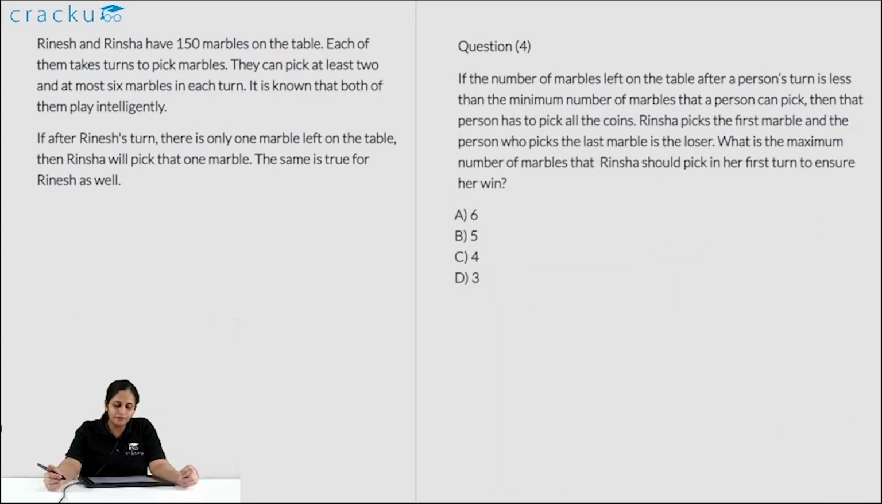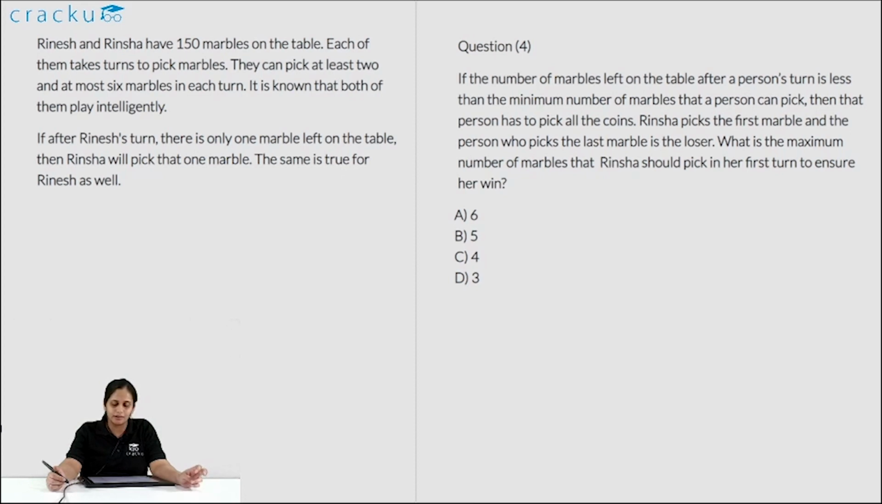Let's take a look at question 4. If the number of marbles left on the table after a person's turn is less than the minimum number of marbles that a person can pick, then that person has to pick all the coins. Rinsha picks the first marble and the person who picks the last marble is the loser. What is the minimum number of marbles that Rinsha should pick in her first turn to ensure her win?